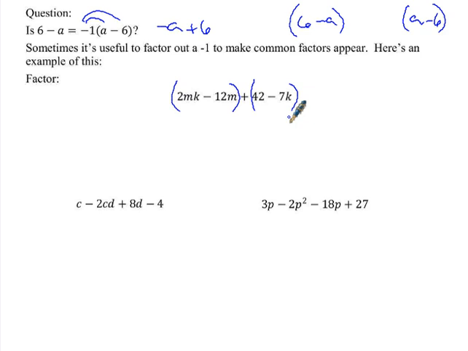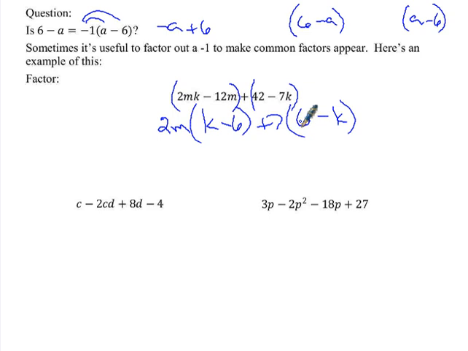GCF of my first group is 2m, and I'm left with k minus 6. Good. And the GCF for my second group is plus 7, and I'm left with 6 minus k. All right, look in the parentheses. Do these match exactly? No, they don't. But could I do my trick up here to make this thing turn around so that it does match?